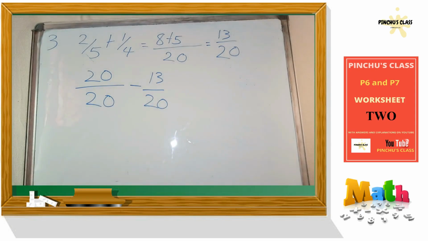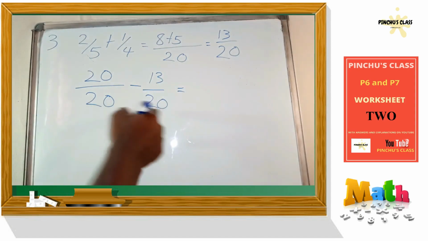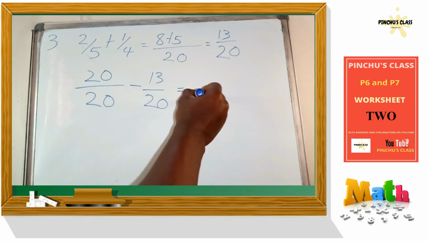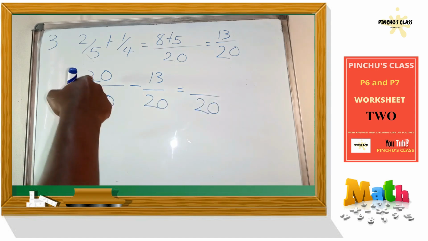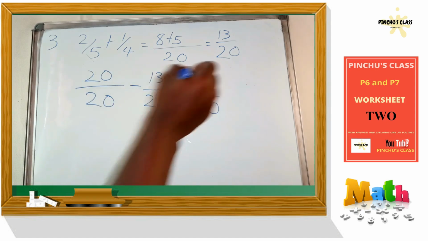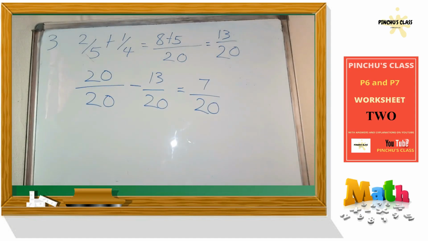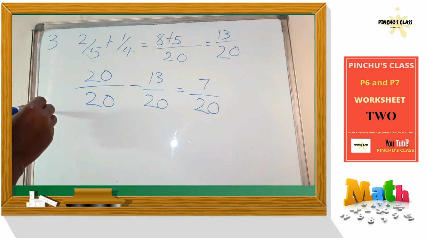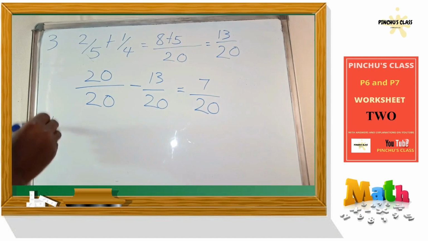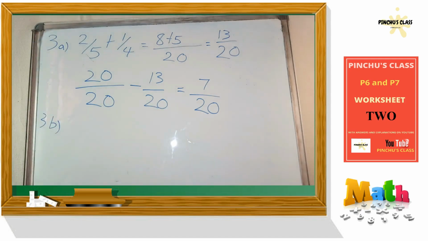So it's going to be, because they have the same denominator, this will be 20, and 20 minus 13 is 7. So she read 7 out of 20 on Sunday. Let's go to 3B. This was 3A. 3B. Now they have said, if the novel has 200 pages, how many pages did she read on Sunday?